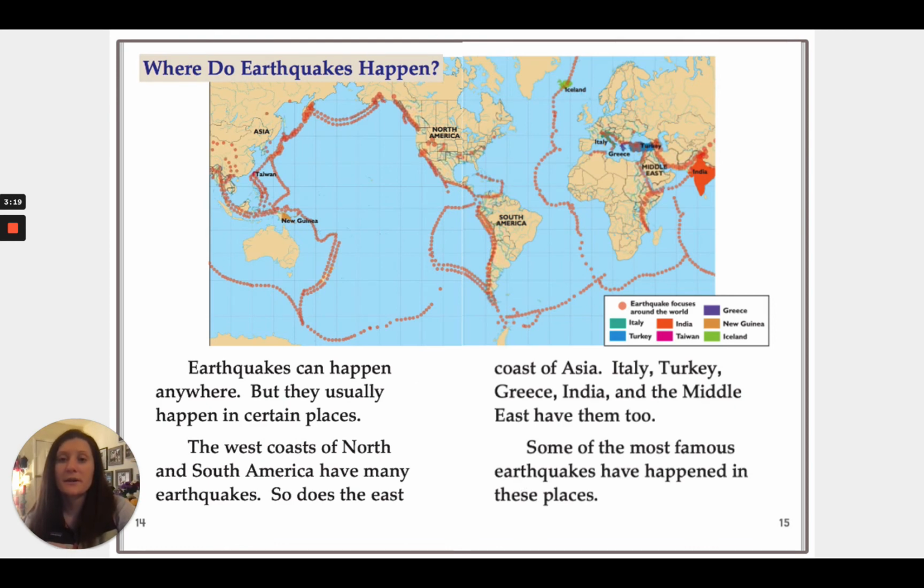Where do earthquakes happen? Earthquakes can happen anywhere, but they usually happen in certain places. The west coasts of North and South America have many earthquakes. So does the east coast of Asia. Italy, Turkey, Greece, India, and the Middle East have them too. Some of the most famous earthquakes have happened in these places.